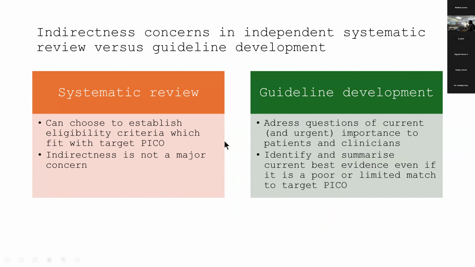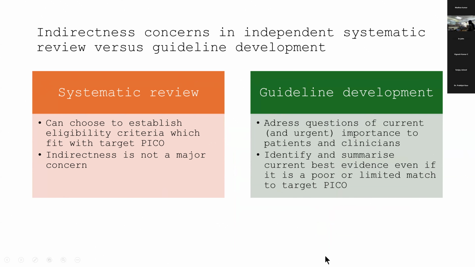So that's one. The next thing is the indirectness concerns. Also, there's a difference from the systematic review point of view as well as the guideline development. If I'm a systematic review author, I can have a target PICO, and it's up to my discretion to choose only the PICOs of the studies which actually match my target. So for me, indirectness might not be a major concern because I'm only screening all the studies.